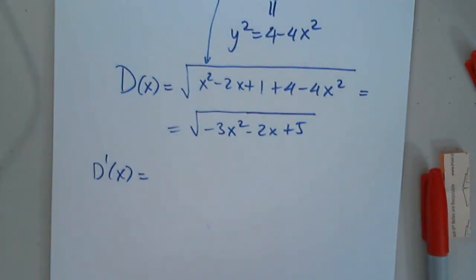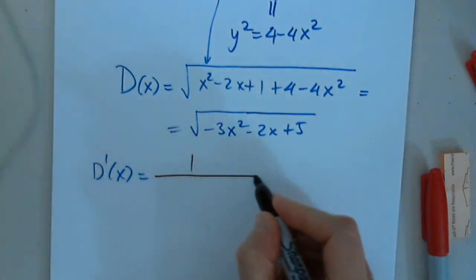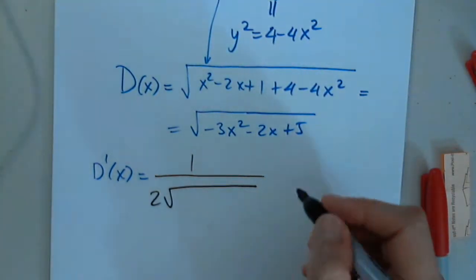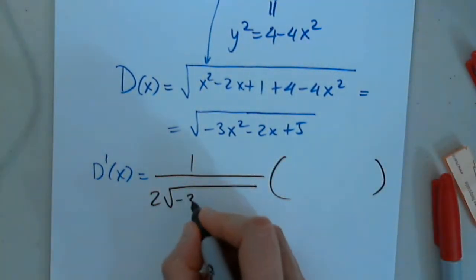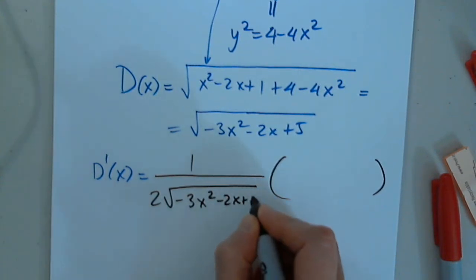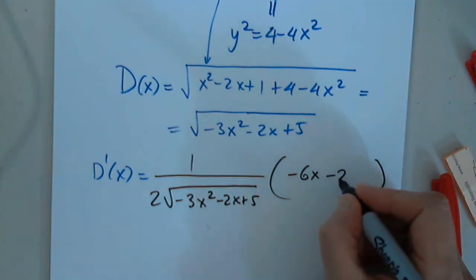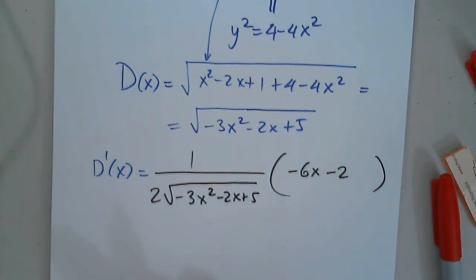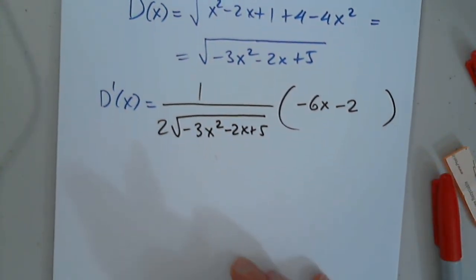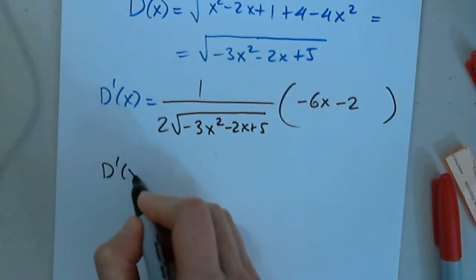Can anyone give us the derivative of this function? Anyone? Is it going to be 1 over 2 square root, and then the inside of the function, times negative 6x minus 2? That's it. Very good. Awesome. What do we do now?